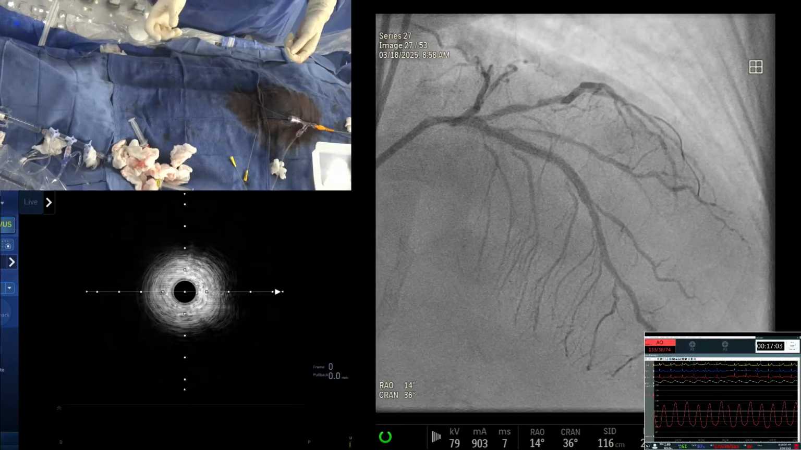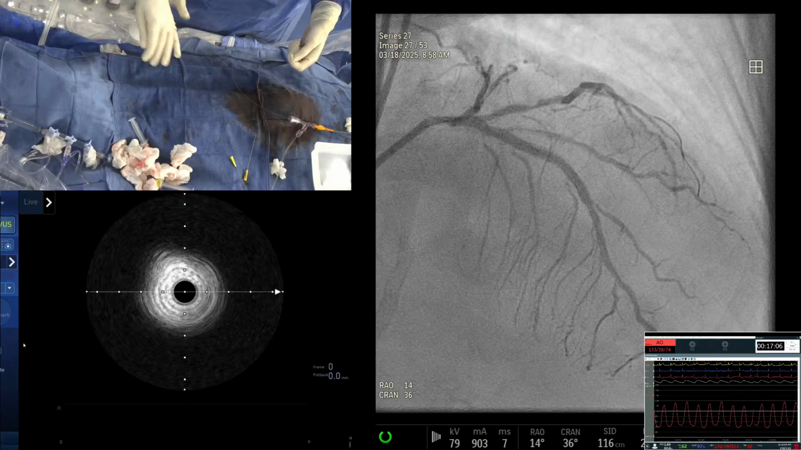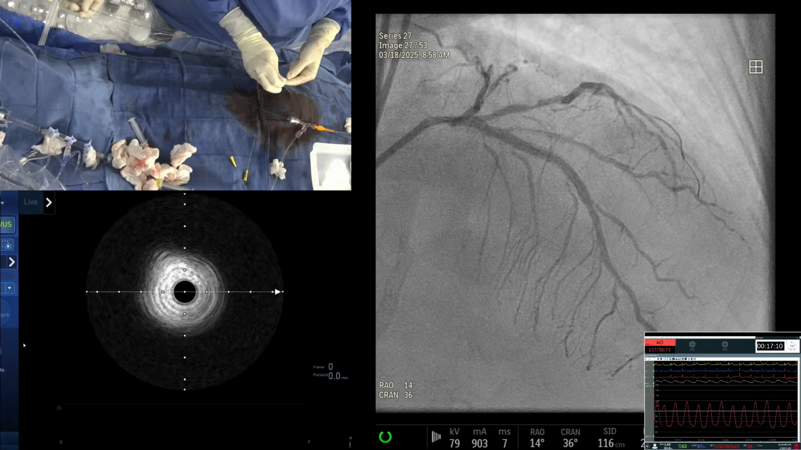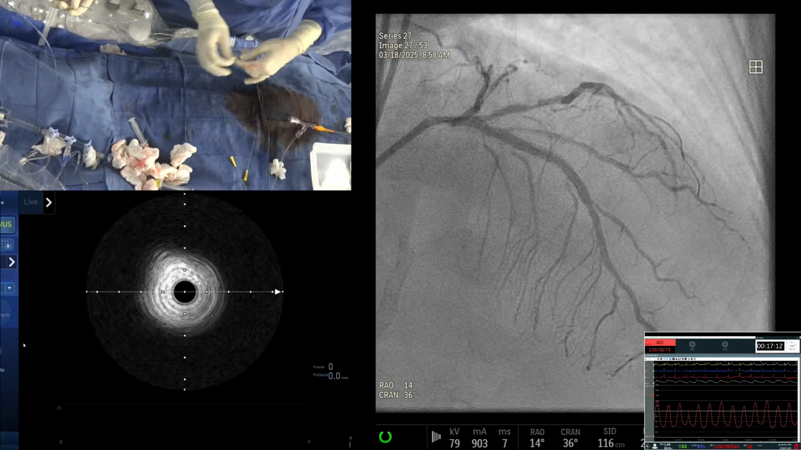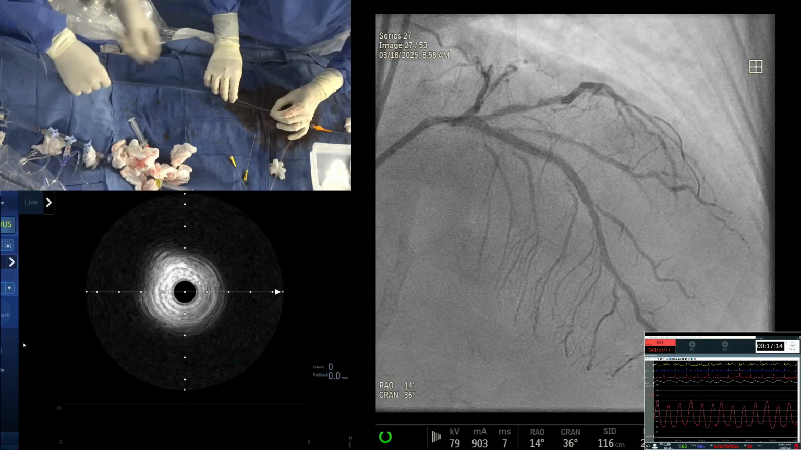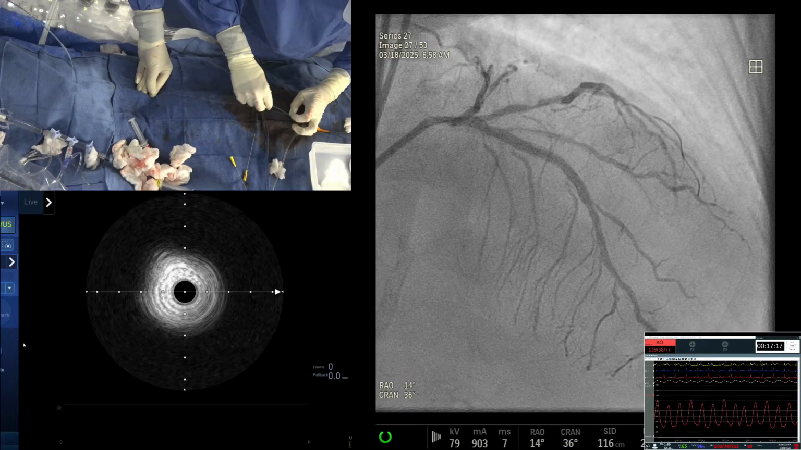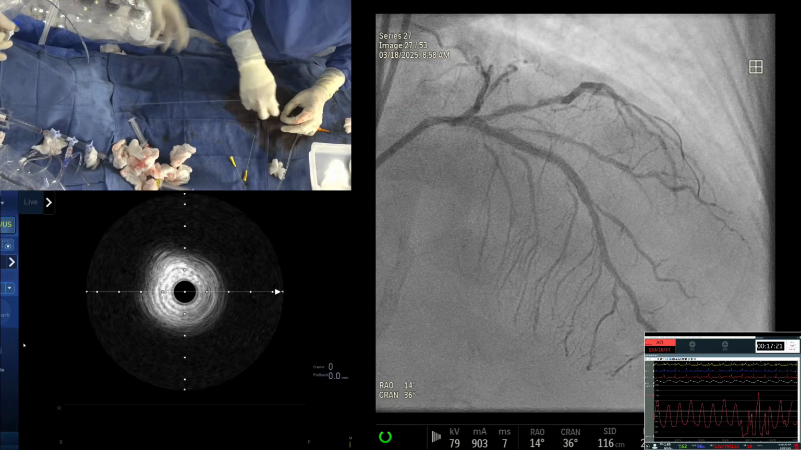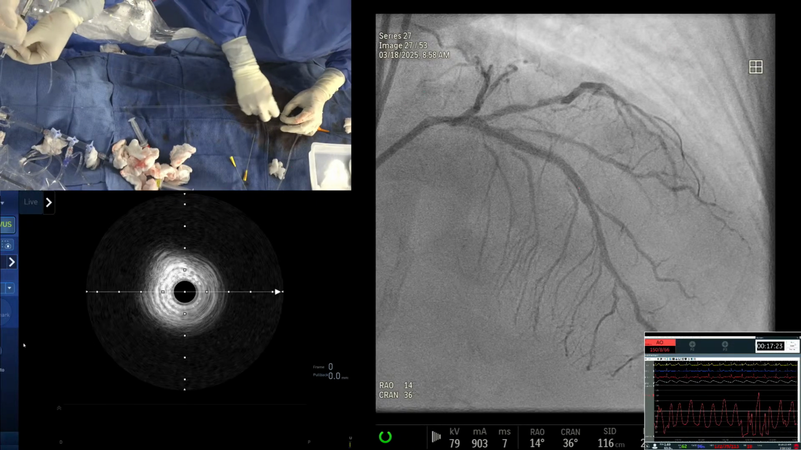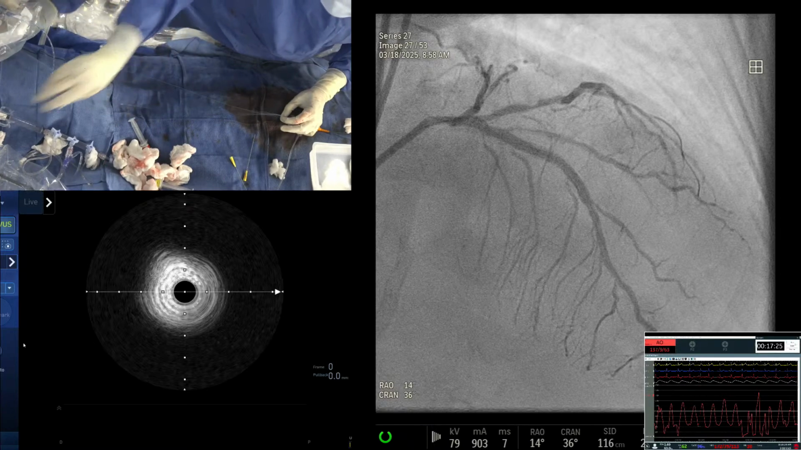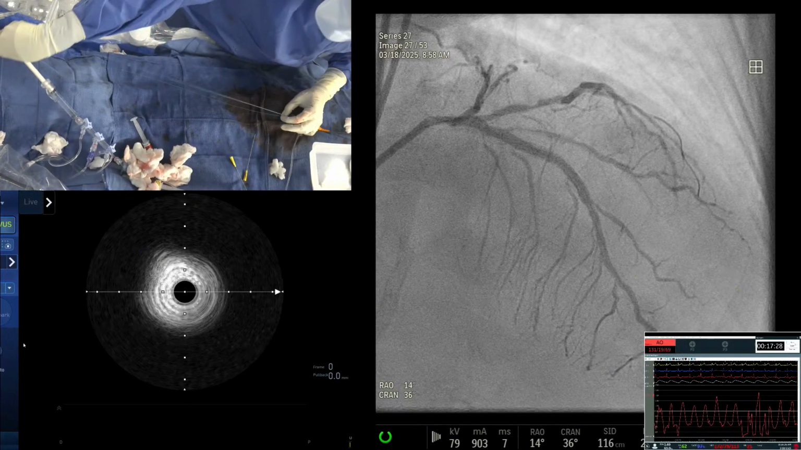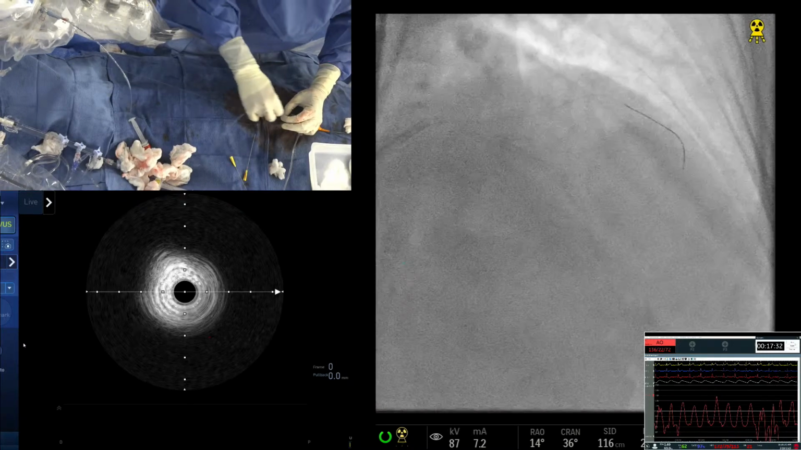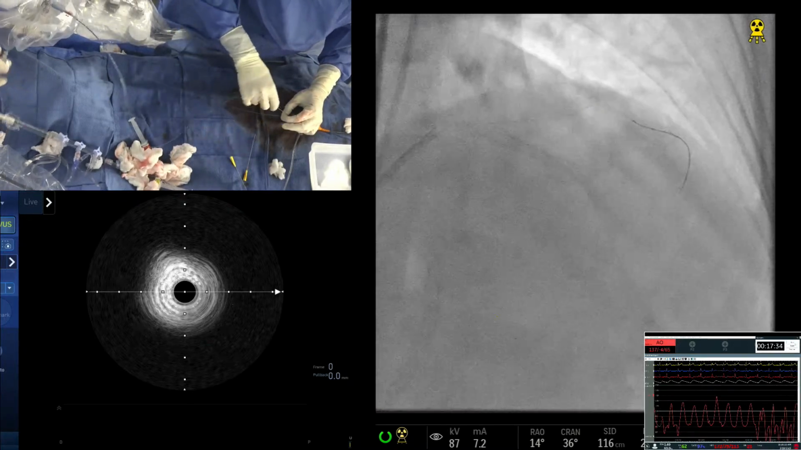We are going to the diag, Kiski. Sure. For flush. So the plan is 3.0 by 18 to the diag. That is the new IVUS. Yeah. Not a longer one? Oh, you want longer? No, because the plan is not to cover the ostium, not mini crush. Spot stenting of the diag.